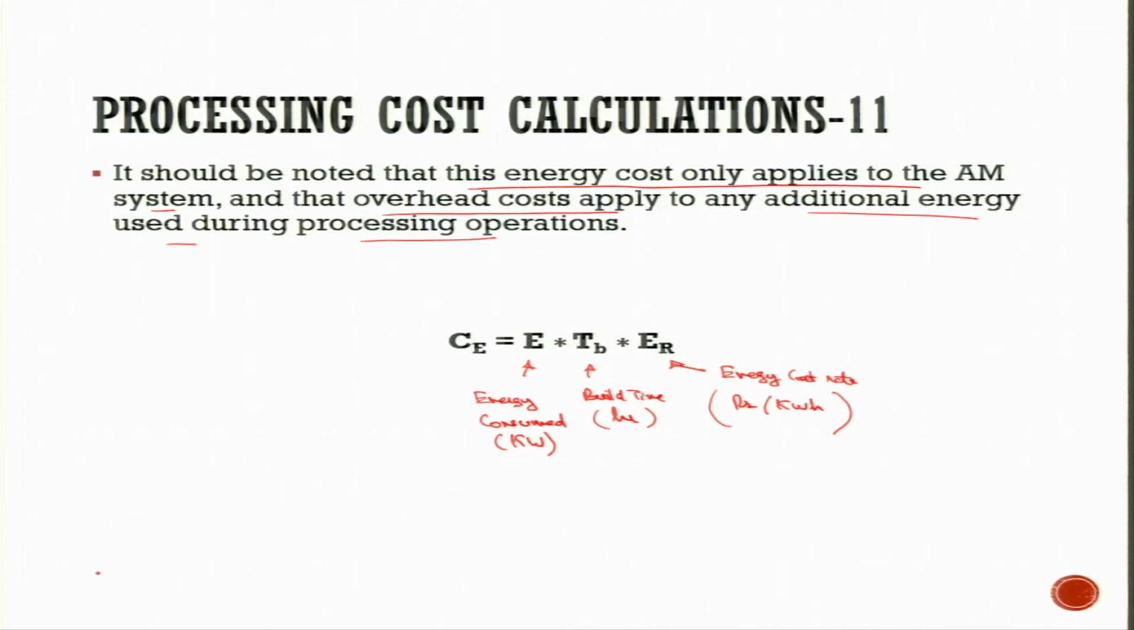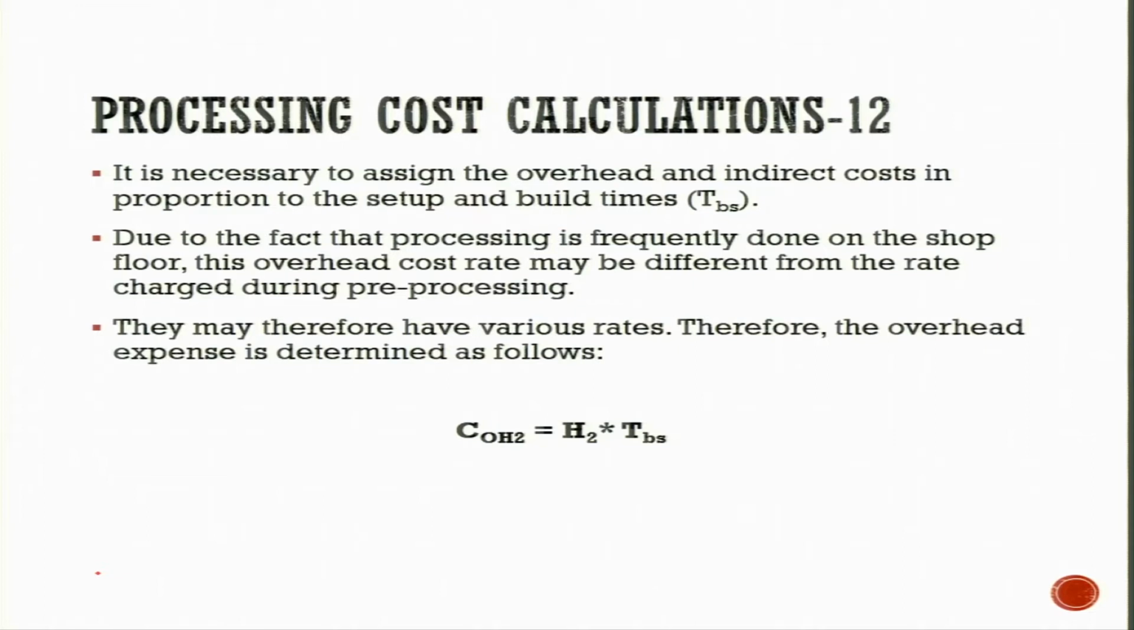Similarly, we have the overhead costs for the processing. The cost of the overhead for the processing, the 2 indicates the processing, COH is the cost of the overheads, or the overhead cost, which is equal to the total overhead cost rate into the time for the build and the setup. This is already given in the previous slides. TBS is the time for the build and the setup.